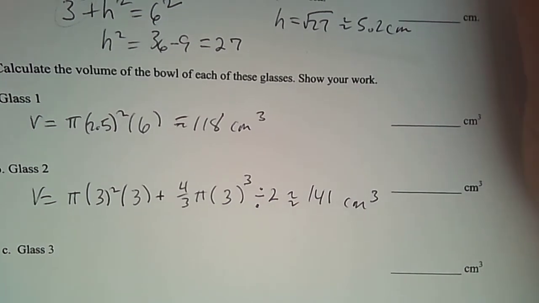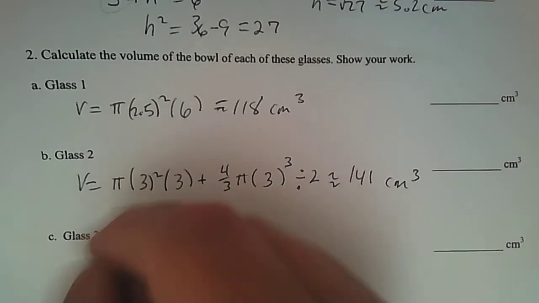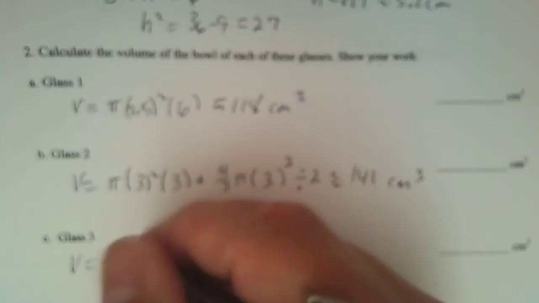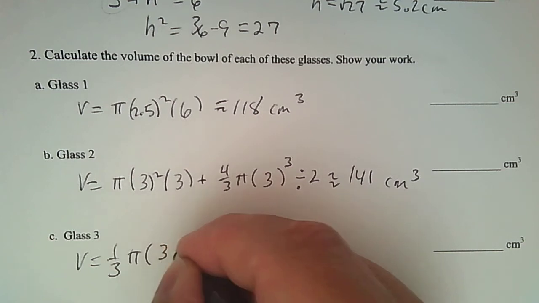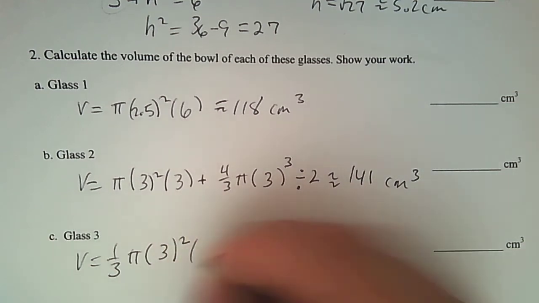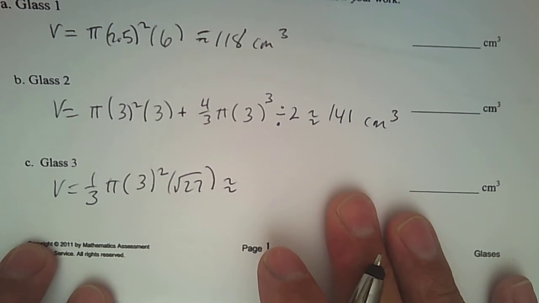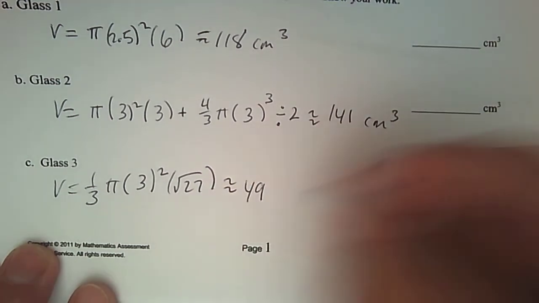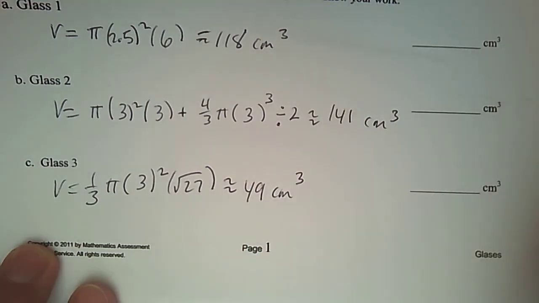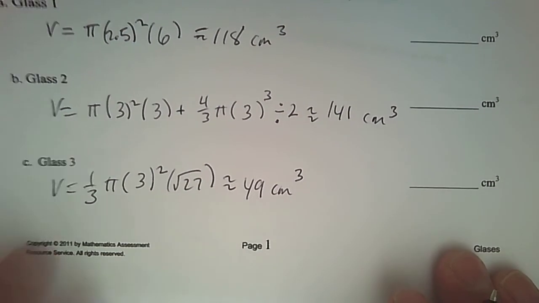And then glass 3 is a cone. And it says a cone is 1/3 pi r squared times the height, and again the radius is 3. We just said the height was the square root of 27. So I'm just going to put in the actual square root of 27. Try to be as accurate as possible. And you get about 49 for your volume. So you can see the cone holds the least amount in terms of volume. All right, number 3.